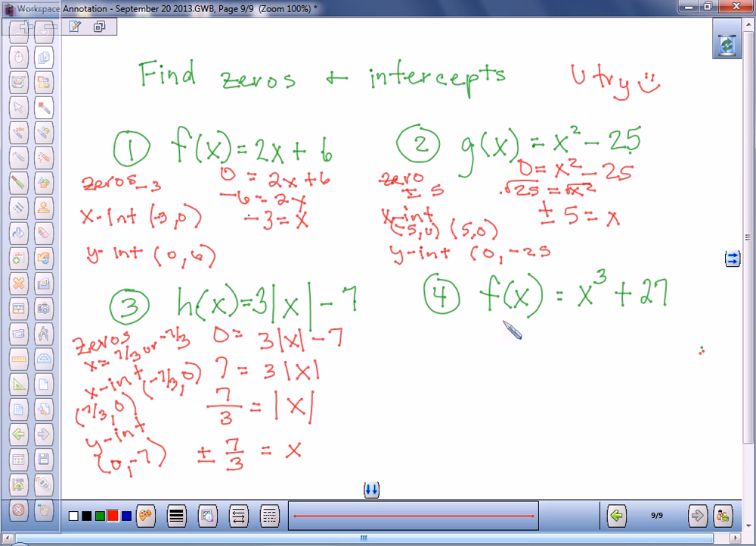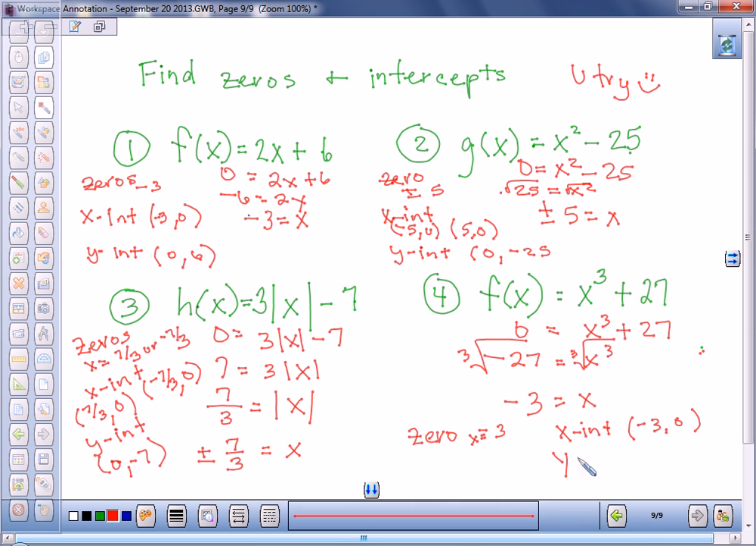Okay, so here we plug in 0, and some of you got here and some of you didn't. So we get -27 equals x cubed. Well, what we have to think of in our head is, what number can I cube, multiply times itself 3 times, and get -27? Negative 3. So the cube root of -27 is -3. So our zero is going to occur at -3, where x equals -3. Our x-intercept is the point -3, 0. And if we plugged in 0 for our x, our y-intercept is the point 0, 27. Okay?